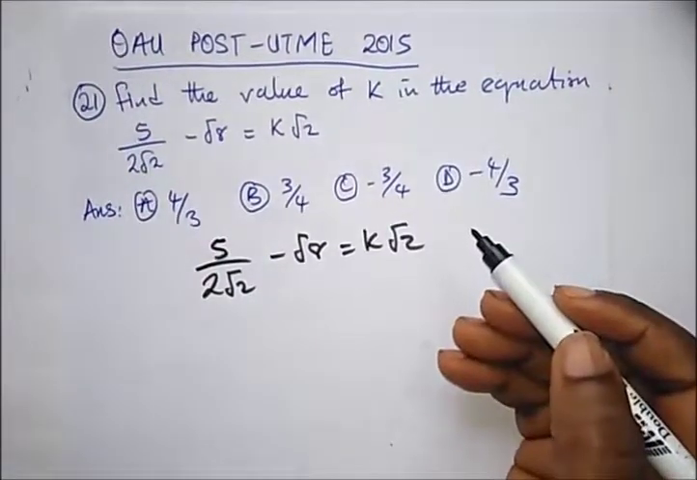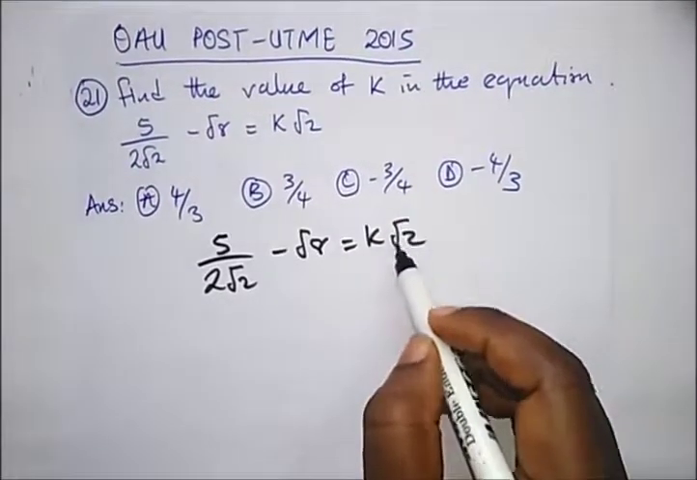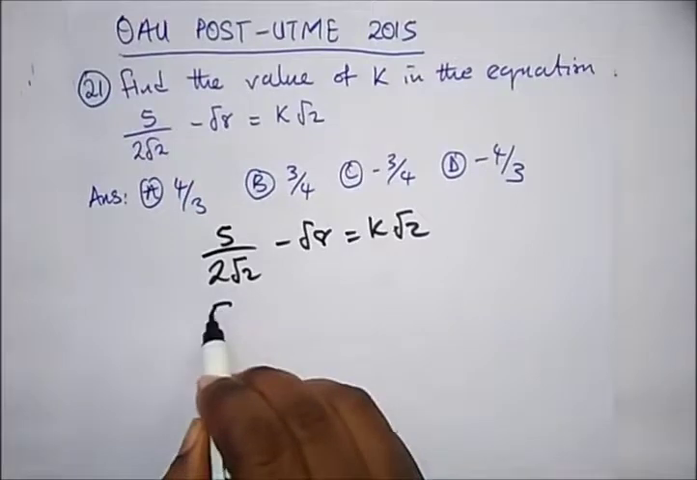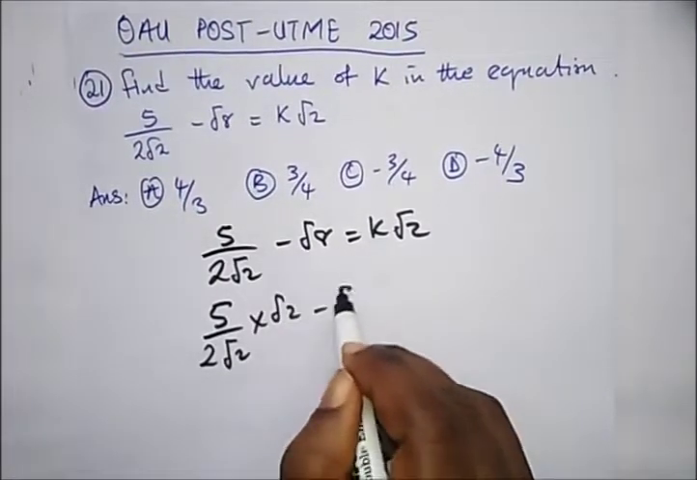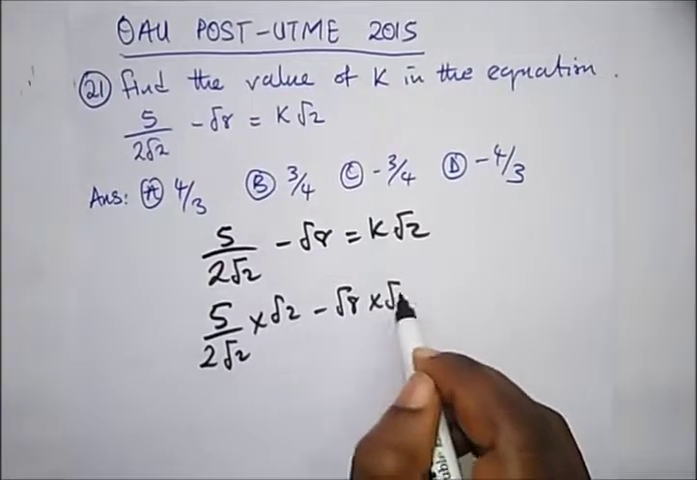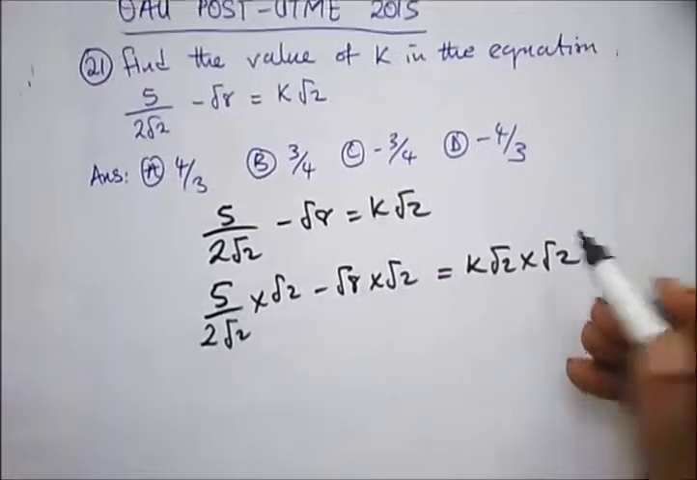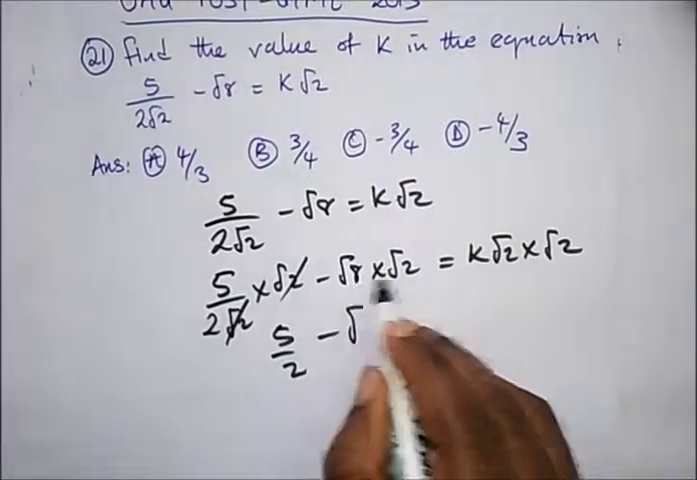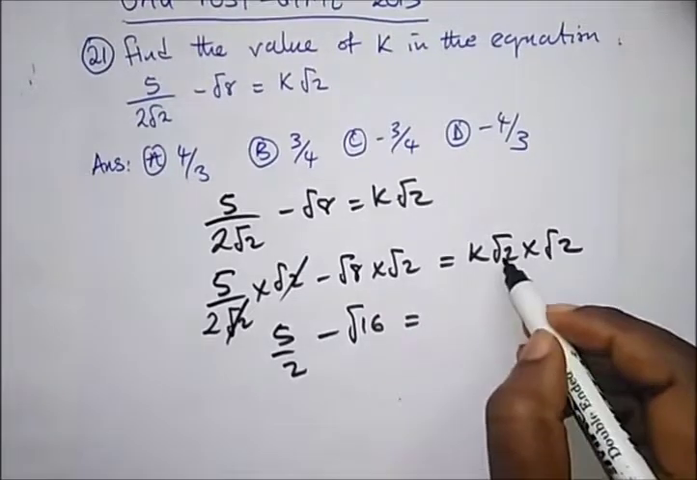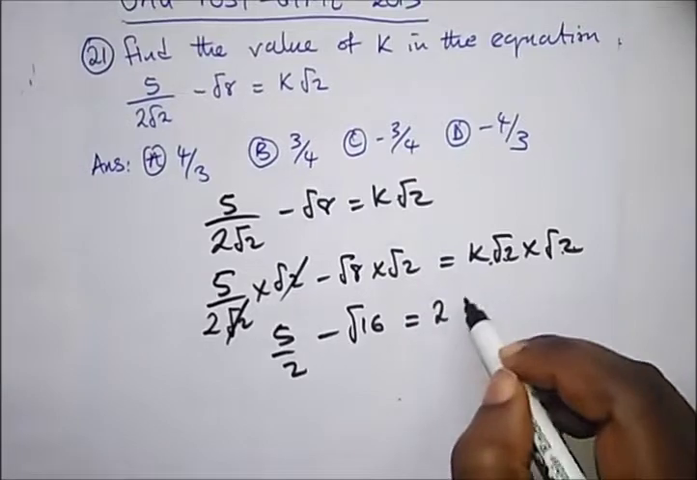All we need to do is to multiply both sides by root 2, so that this root can cancel out. So we have 5 over 2 root 2 times root 2 minus root 8 times root 2 equal to k root 2 times root 2. So here this will cancel. We are left with 5 minus 2 over, this is 8 times 2, which is 16, equal to this times this, which is square root 2 multiplying a square root 2. It will just simply give us a 2.